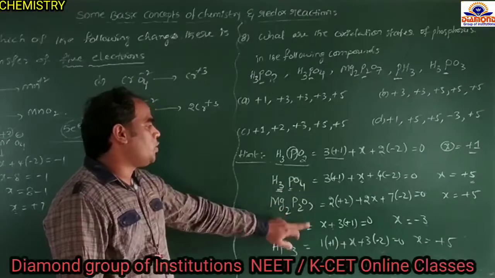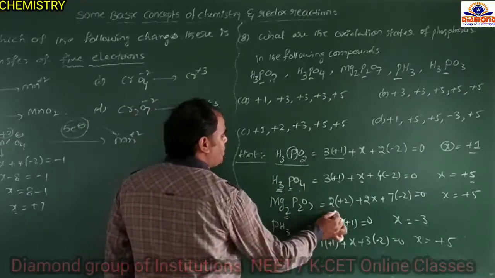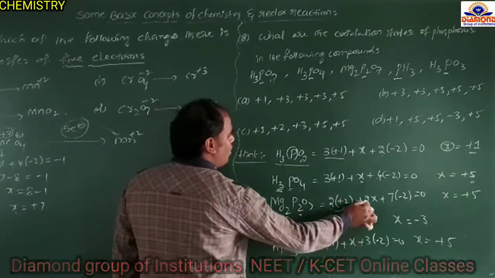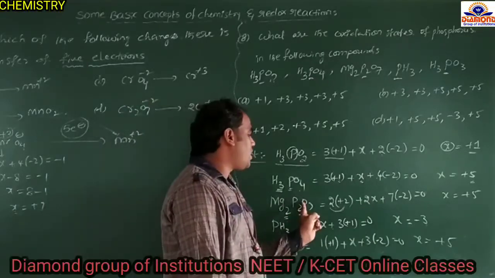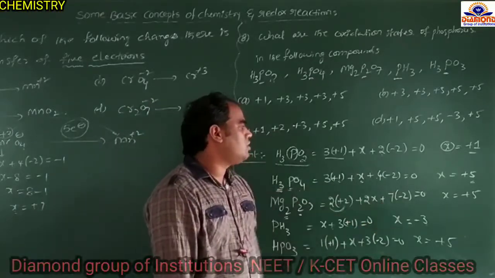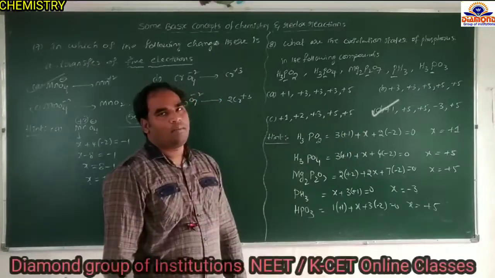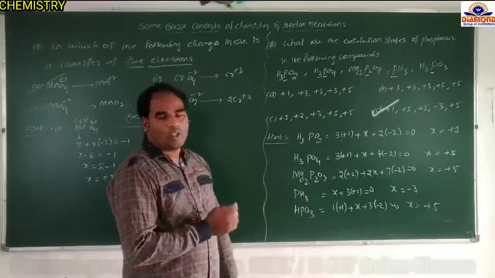Next, Mg2P2O7. Here 2 magnesiums, magnesium oxidation number is +2, therefore 2 into +2. And 2 phosphorus, therefore 2x. And 7 oxygen atoms, oxygen's common oxidation number -2, therefore 7 into -2. Option D: +1, +5, -3, +5 respectively. Therefore option D is the answer.